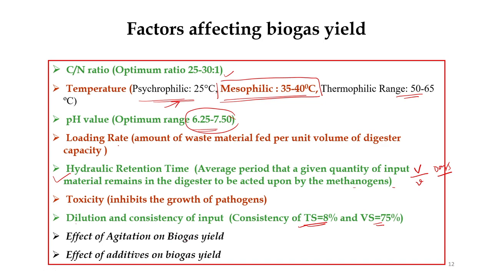The effect of agitation on biogas yield is also important. Sometimes we need to provide some kind of agitation so that scum can be broken, because at the interface there will be a membrane-like layer known as scum. This has to be broken by providing agitation. And of course, to increase the biogas production rate, we should suggest some kind of additive so that microbes can multiply and generate more biogas.